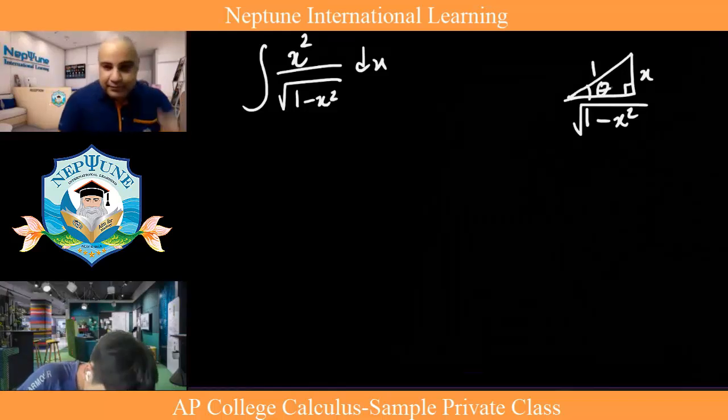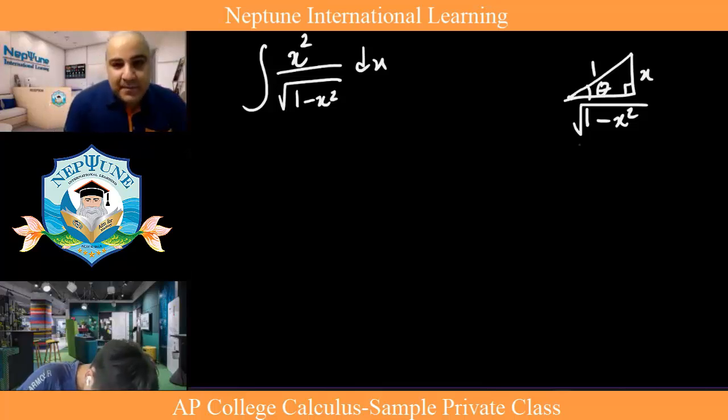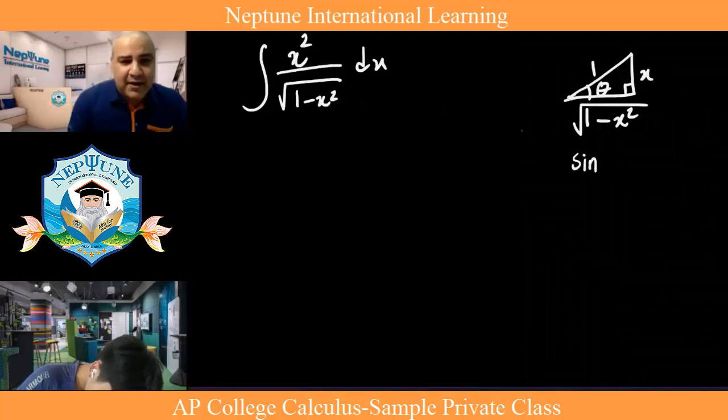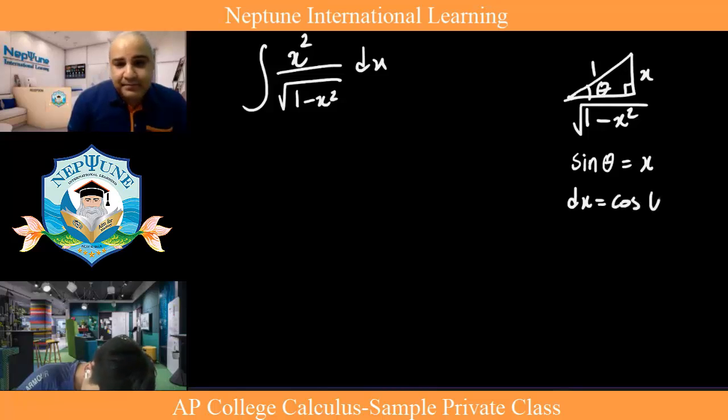Now let's start with sine and cosine until you see something that you can replace. If I say sine theta equals x over 1, which is x. Okay, so that's good. X is sine theta. That's easy, I can replace it. And then dx equals cosine theta d theta.